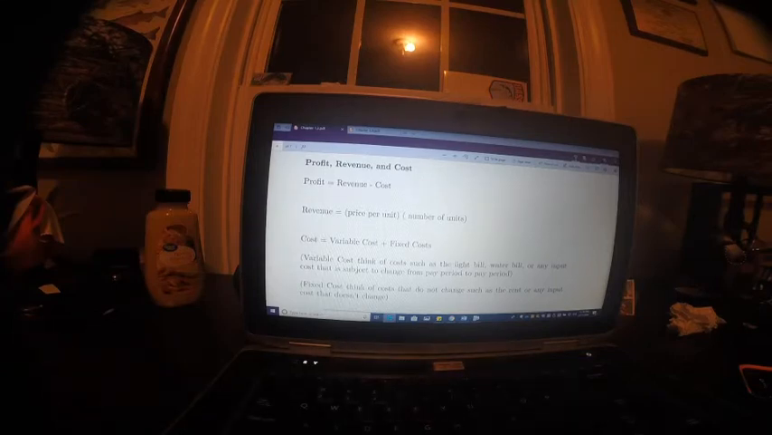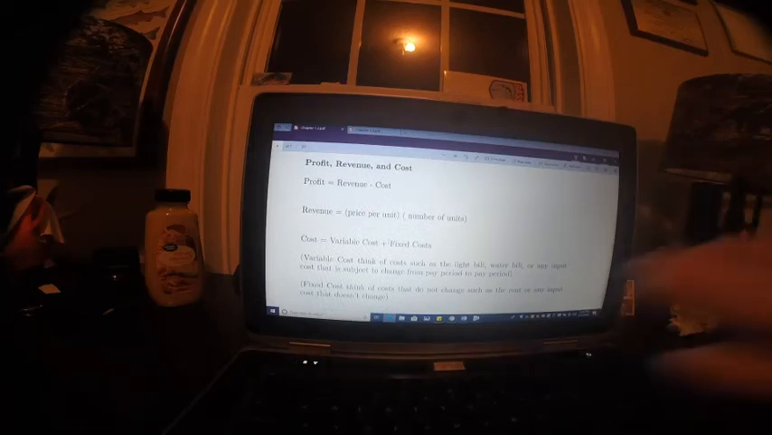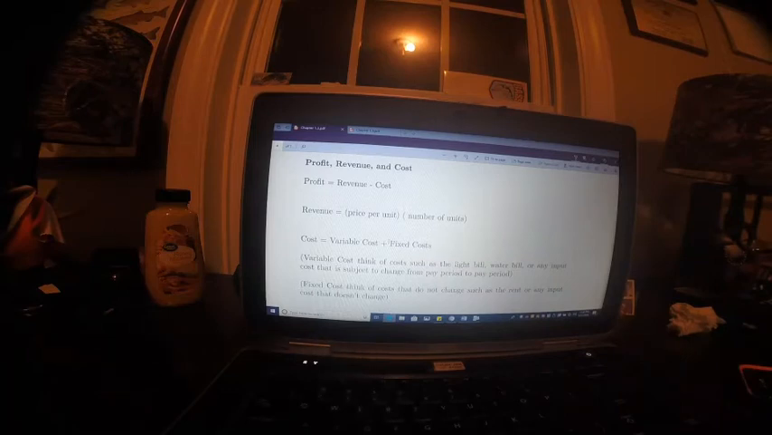Now for my cost, you've got your variable cost plus your fixed cost. Your variable cost is something that can change, right? I've got it down here for you. It says variable cost. Think of costs such as light bill, water bill, any input that's subject to change from pay period to pay period.